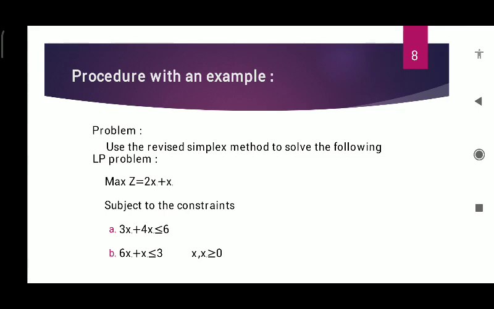Let us consider the following example. Use the revised simplex method to solve the following LP problem. Maximize z equal to 2x1 plus x2, subject to the constraints 3x1 plus 4x2 less than or equal to 6, 6x1 plus x2 less than or equal to 8.